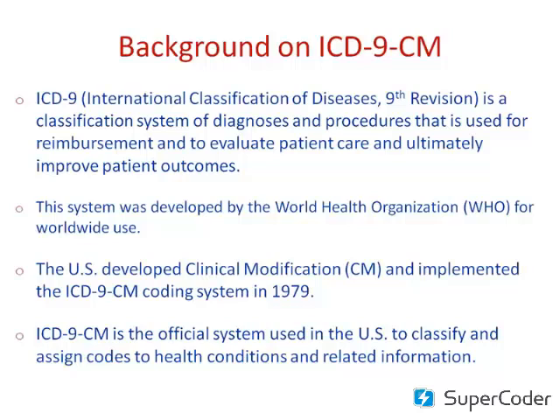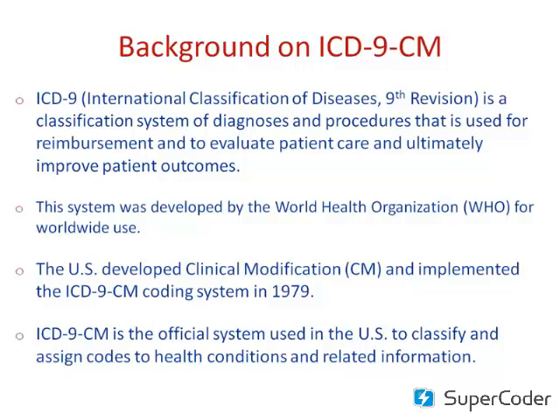First, we'll take a brief look at the background of ICD-9. ICD-9, International Classification of Diseases, 9th revision, is a classification system of diagnoses and procedures that is used for reimbursement and to evaluate patient care and ultimately improve patient outcomes. This system was developed by the World Health Organization, we know as WHO, for worldwide use. The United States developed the clinical modification, or CM, for morbidity purposes, which is the incidence of disease. The terms morbidity, disease, disorder, and illness are often used interchangeably. And this system was implemented by the United States in 1979.